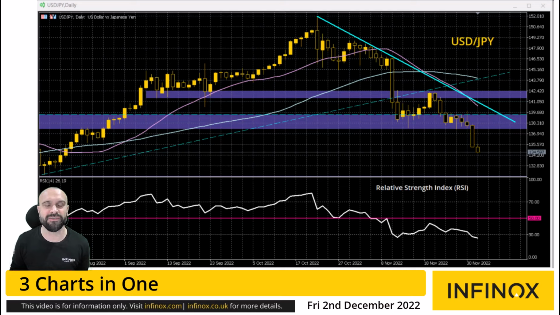The 2nd of December. Non-farm payrolls Friday, so we could have some volatility later. But the markets I'm looking out for today, I've got forex with the dollar yen. I'm looking at the silver chart on commodities and the German DAX for indices. So straight into it with this dollar yen chart.